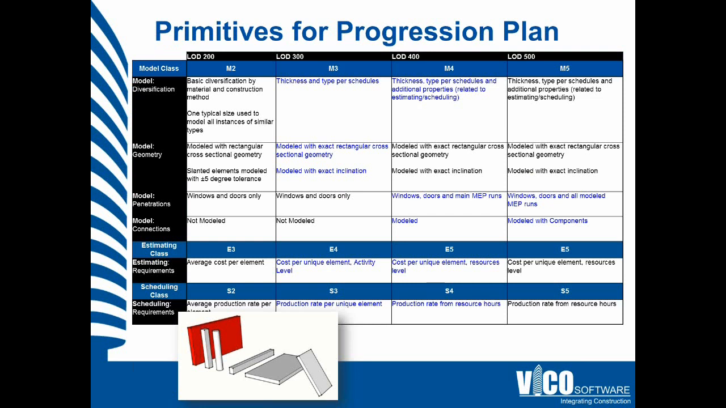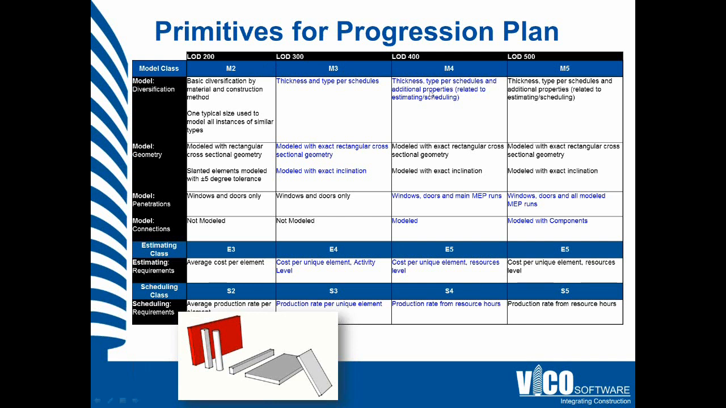Primitives simplify that task. They're pretty much examples, so the Legos that you use to define the specific content for your project. What we're looking at right here is a primitive that's defined as a solid wall, so not a multi-component wall, a solid wall, and we've got the classes in which that wall can occur in a project. We've got an M2, which is basic diversification by material and construction method, and M3 would be thickness and type per schedule. So that's going one level up.